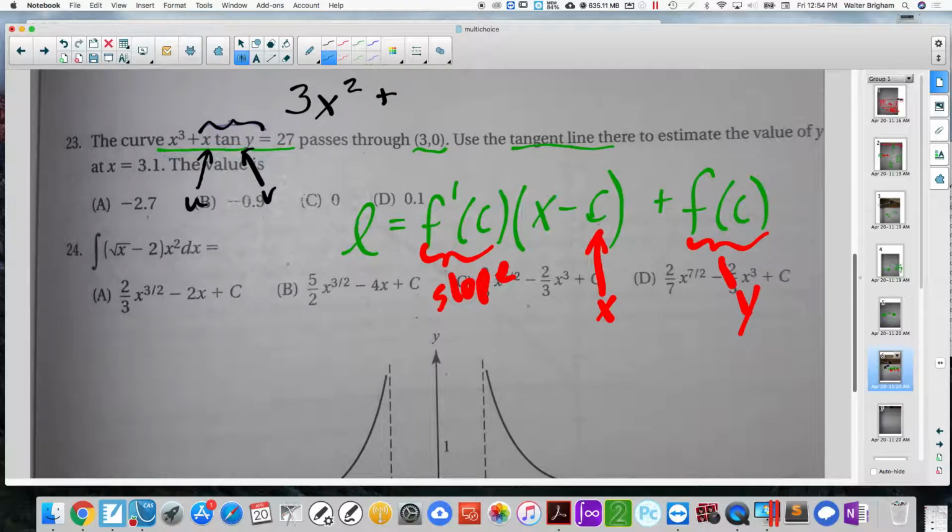So u prime is 1, v is tangent y, plus u, derivative of x is 1... and the derivative of tangent y is secant squared y times y prime, because the y is not by itself. Wait, aren't we missing an x? Yes, equals nothing.